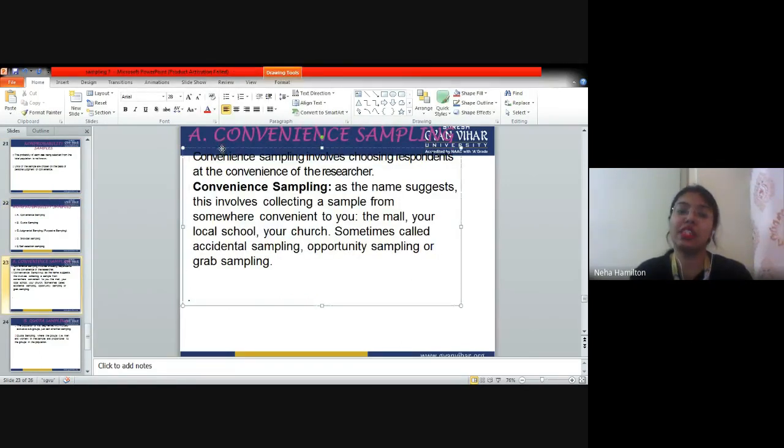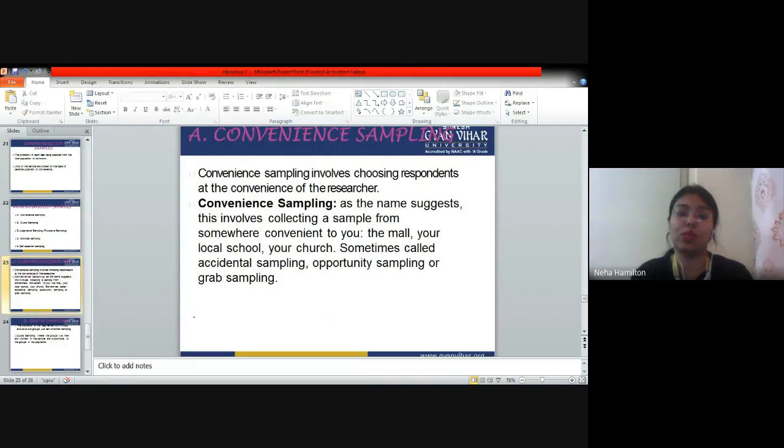So the first technique is called convenience sampling. What is convenience sampling? I understand that there are different kinds of sampling techniques, but if you can relate the meaning of that sampling technique with the name, it can tell you the answer. When I say convenience, what is the meaning of convenience? Your comfort. Whose comfort? The researcher's comfort, right? So convenience sampling involves choosing respondents at the convenience of the researcher.